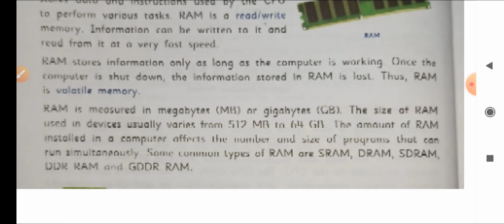RAM is measured in megabytes and in gigabytes. As I told you, the size of the RAM varies from 512 megabytes to 64 gigabytes. And why is RAM useful? The size of the RAM depends on the computer, and the storage capacity of it also depends on the size of the RAM. Whatever program we want to run needs enough space, so RAM is used for it.